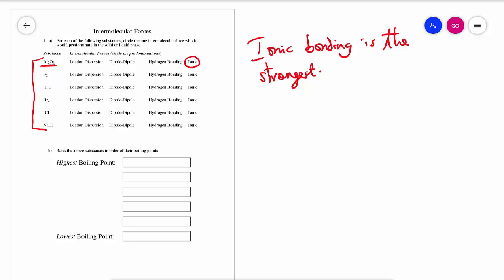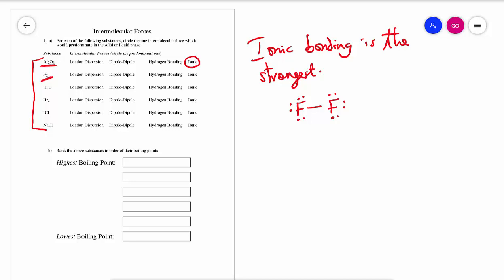Let us take a look at the second one, F2. Before you answer that question, the very first thing I would suggest you do is to draw the Lewis structure for F2. And if you draw the Lewis structure, you should get something that looks like this. Now, does it have London dispersion? Oh yes, it does. Like I said earlier, every compound would have London dispersion interaction. Does it have dipole-dipole? Nope, it does not.